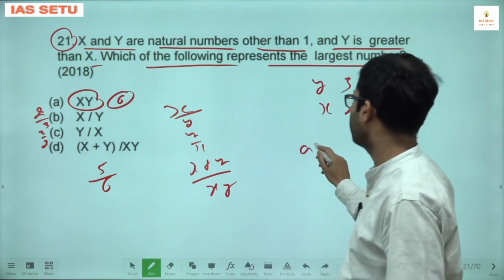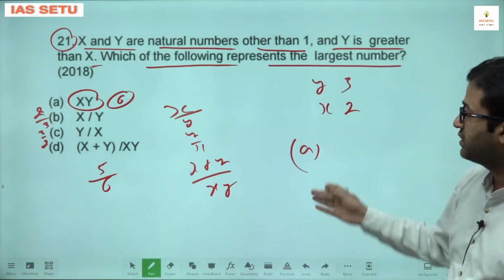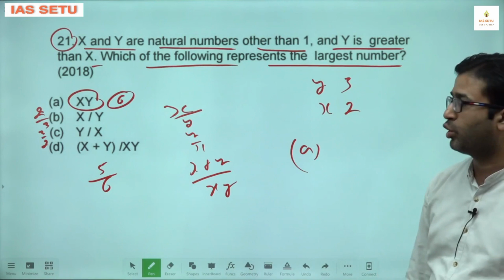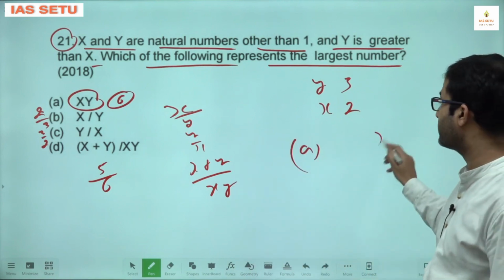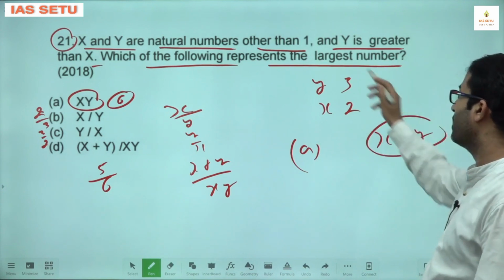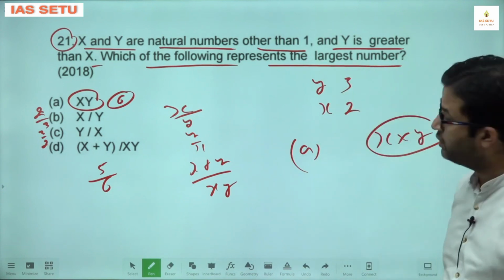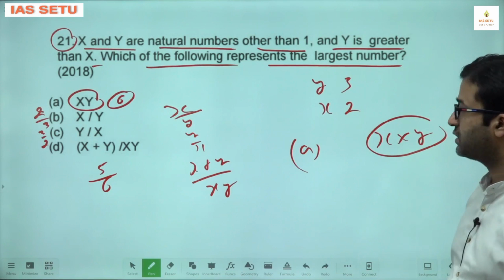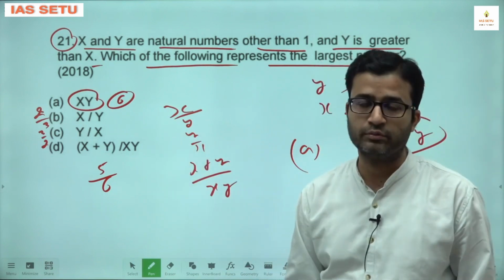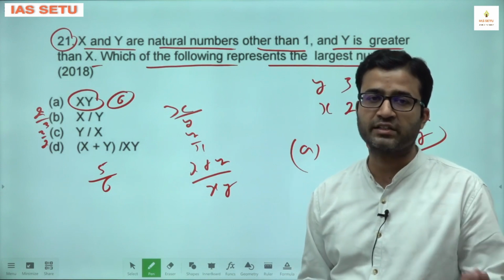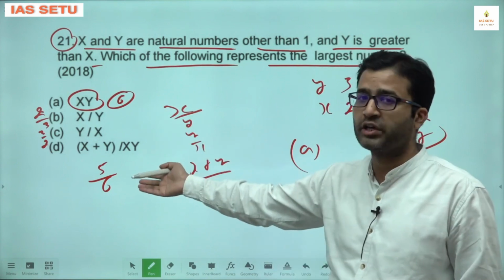So answer A. In any case, in this type of question, the fractions will be smaller. B, C, D are smaller than A. A is x into y. It is multiplication, in case of natural numbers, so that is the largest number. So what you have to do in this is assume values. This is called assumption. You assume the value of x, assume the value of y, and try to put them in the answer options.